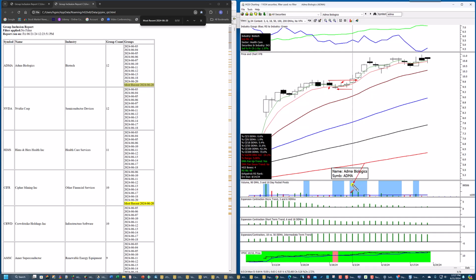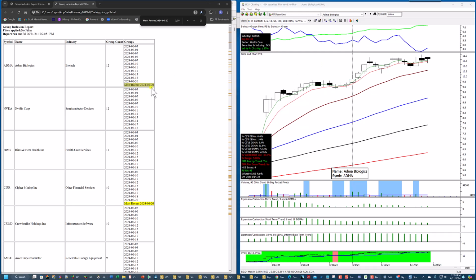What also has happened is there has been several pocket pivots on that day, and the VPOC was also positive. The group itself, well, it was starting to go up there, and it's kind of been up and down here, but this has been outperforming the group.